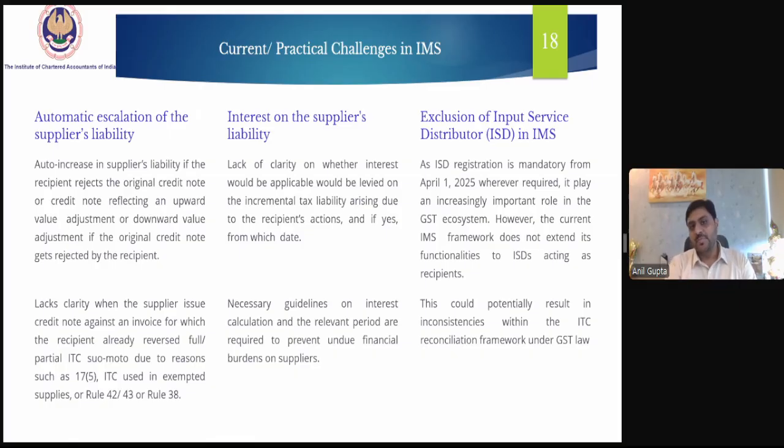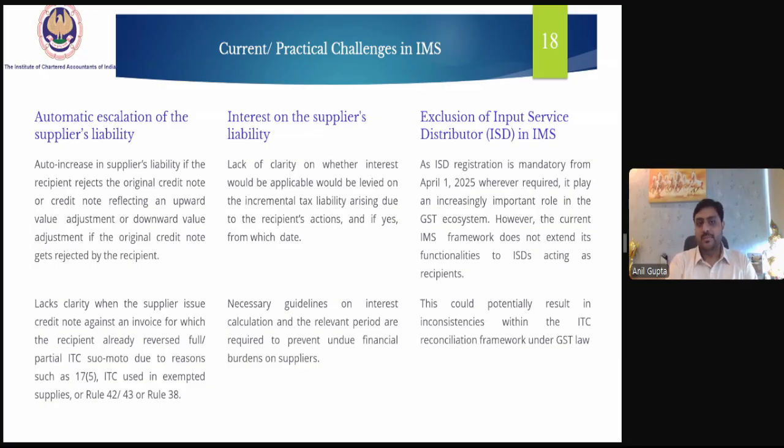What are the current or practical challenges in IMS which are now being faced by the taxpayers? So there is an automatic escalation of the supplier's liability if any records or the invoices are rejected by the recipient. The liability of the supplier gets increased automatically in GSTR 3B, resulting into additional cash outflow.